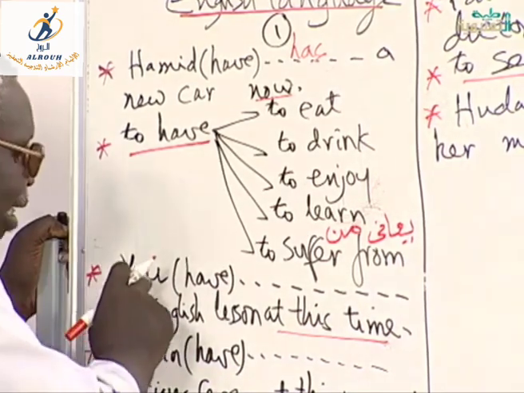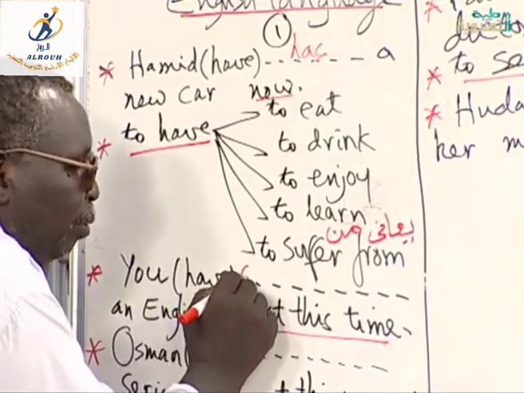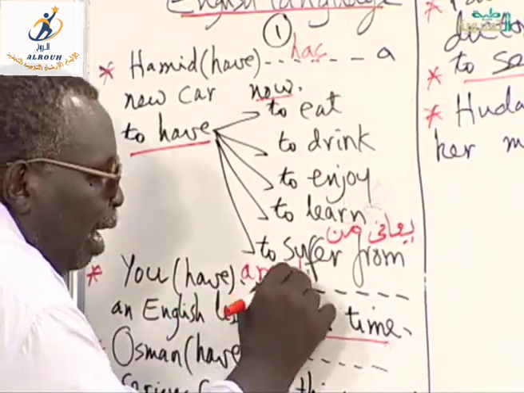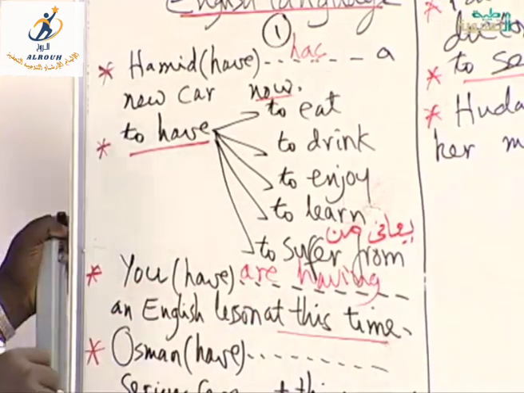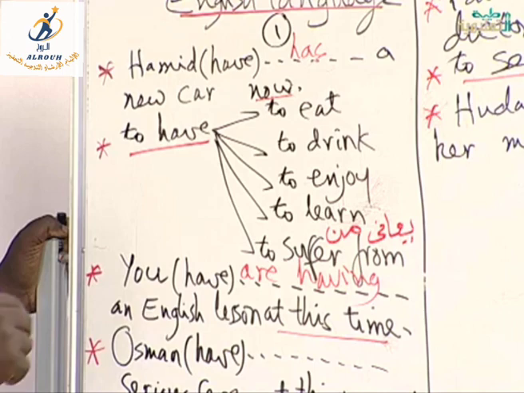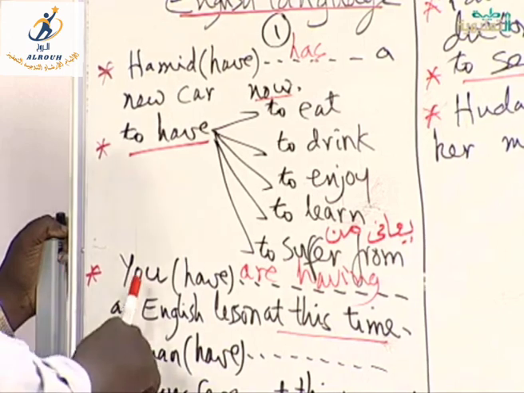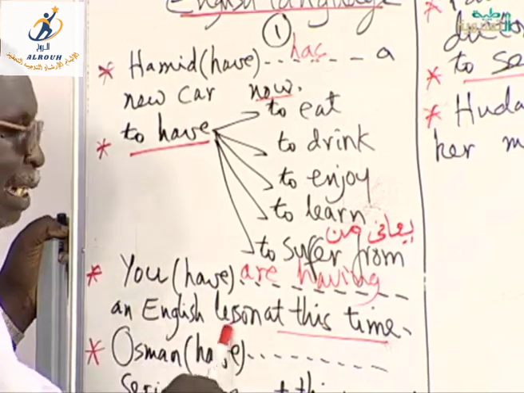The subject in this case is you, so we say you are having. Don't forget to drop the E before you add the ing. So the sentence reads, you are having an English lesson at this time.